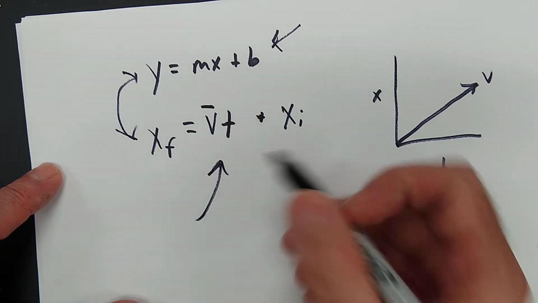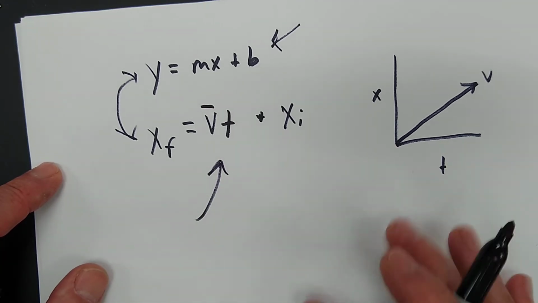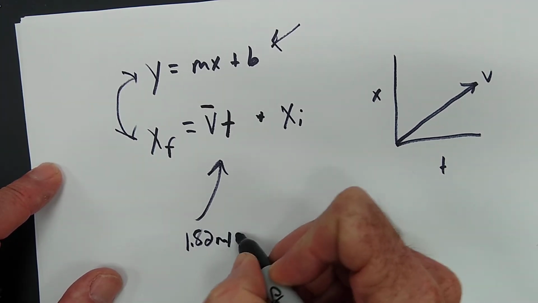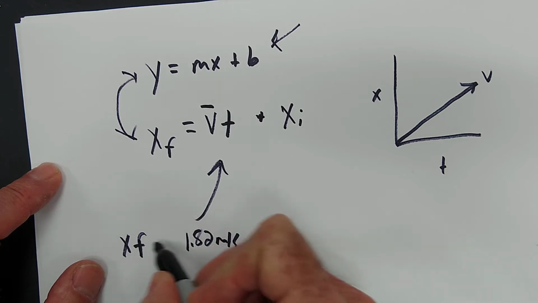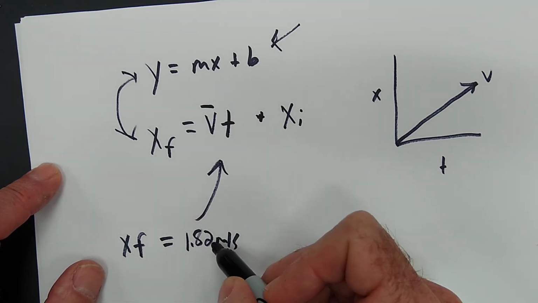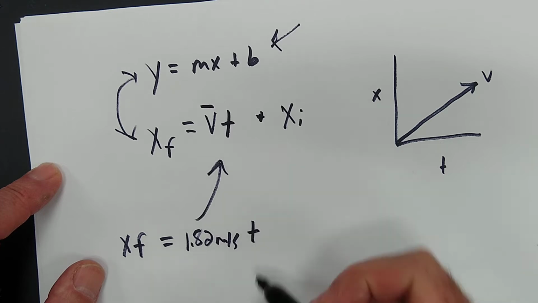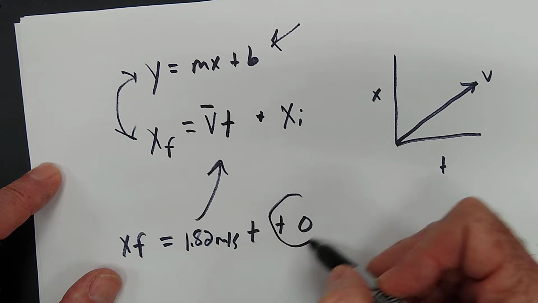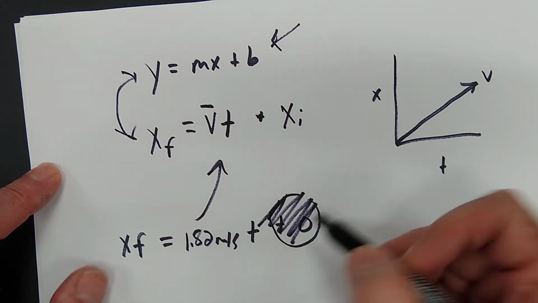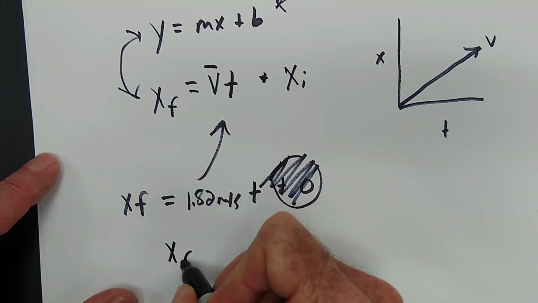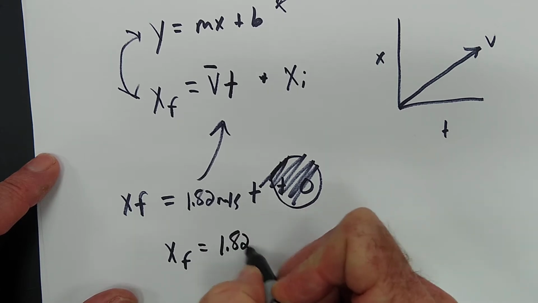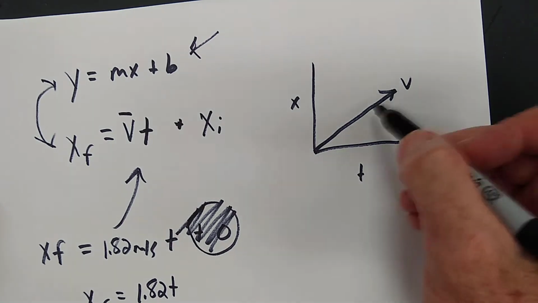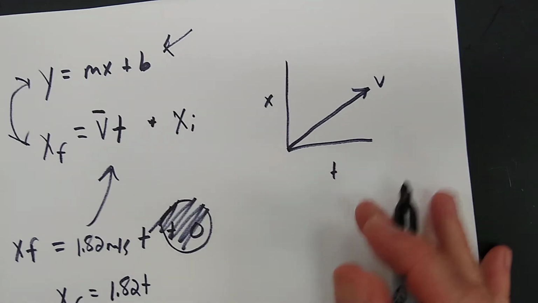Let's put some numbers in right here for the blue car. The blue car goes 1.82 meters per second. So we could say xf equals 1.82 meters per second times a certain amount of time, plus 0, because the blue car does not have a head start. So the distance the blue car will go will be equal to 1.82t. Now, we could graph that on a graph. Over here, let's talk about the white car.